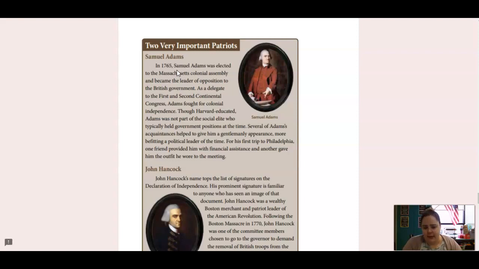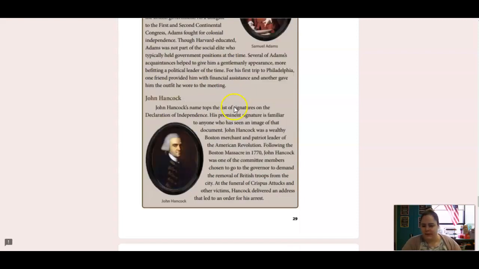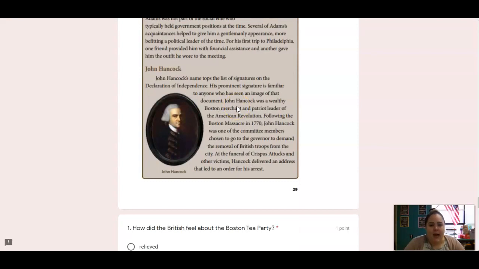Several of Adams' acquaintances helped to give him a gentlemanly appearance, more befitting a political leader of the time. For his first trip to Philadelphia, one friend provided him with financial assistance and another gave him the outfit he wore to the meeting. John Hancock's name tops the list of signatures on the Declaration of Independence. His prominent signature is familiar to anyone who has seen an image of that document.